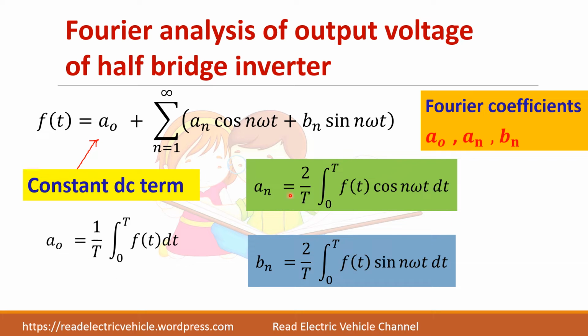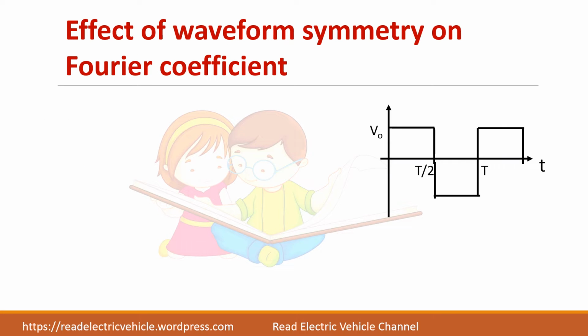Now we will apply this for our inverter output. We have seen that there are three Fourier coefficients, A0, An and Bn. It is not difficult to find all the coefficients, because if we know the symmetry of our waveform, we can easily find the coefficients, because if the waveform has some symmetry, coefficients become 0. So first we have to identify what type of symmetry our waveform has.